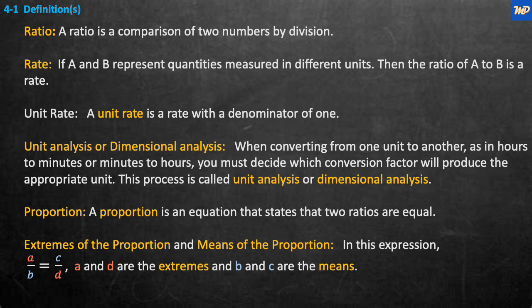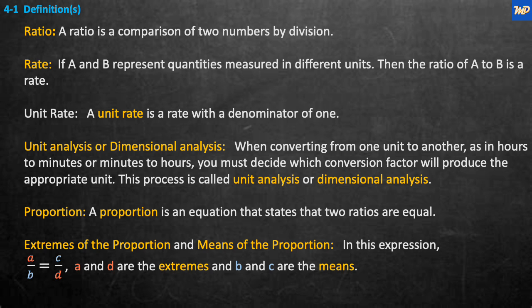Okay, so before we get started, let's look at a few definitions. A ratio. So what is a ratio? A ratio is a comparison of two numbers by division. It's all it is. You're comparing two different numbers by division. The ratio of 4 to 6, right? That's 4 divided by 6.